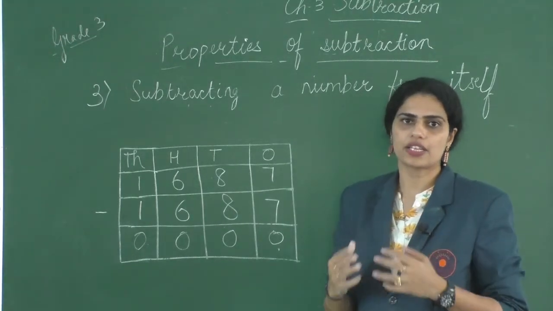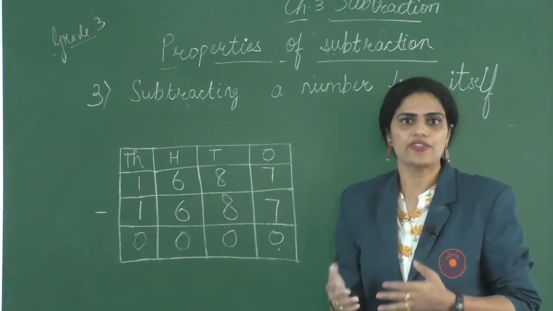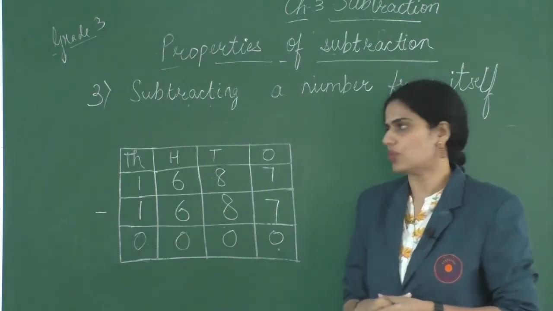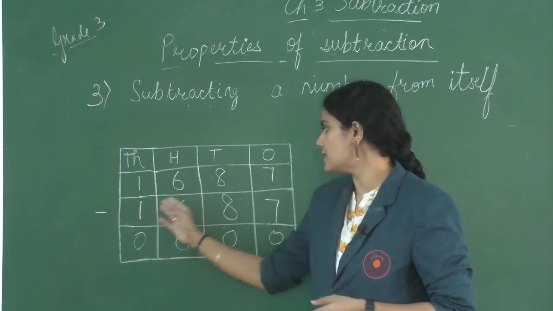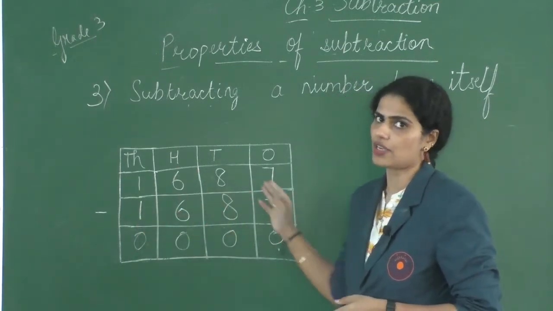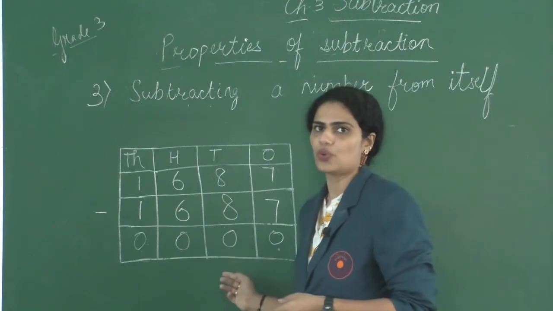Third property, subtracting a number from itself. When we subtract a number from itself, we get the difference as 0. For example, 1687 minus 1687, the difference will be 0.